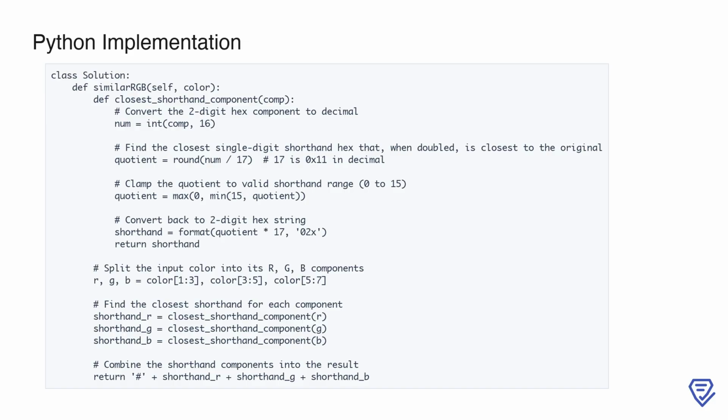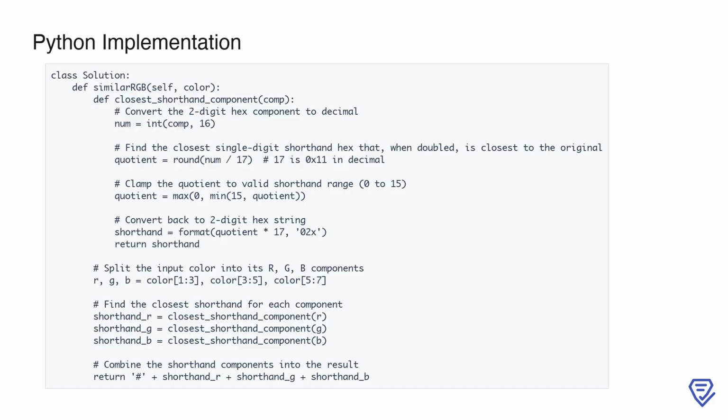The shorthand value is then clamped to the valid range of 0 to 15 to prevent out-of-bounds values. The result is converted back to a 2-digit hexadecimal string using format(quotient * 17, '02x'). This ensures that the shorthand value is correctly expanded, e.g., #22.